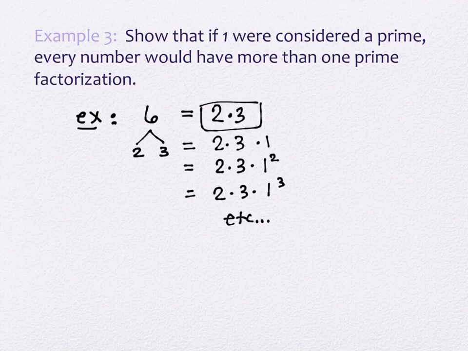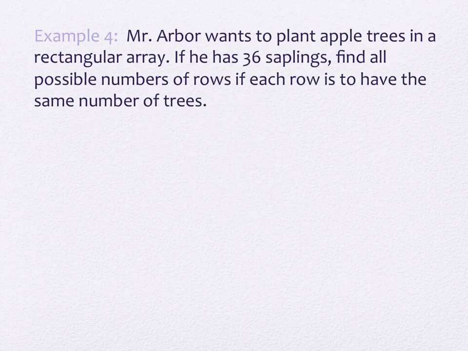Okay, example 4 talks about these pairings that we were talking about. Mr. Arbor wants to plant apple trees in a rectangular array. If he has 26 saplings, find all possible numbers of rows if each row is to have the same number of trees. And we looked at arrays back in chapter 3. In 3.4, it's a multiplication strategy, right? Making an array. So arrays have to have both length and width, right? So that's the 2 pairs that we're talking about here.